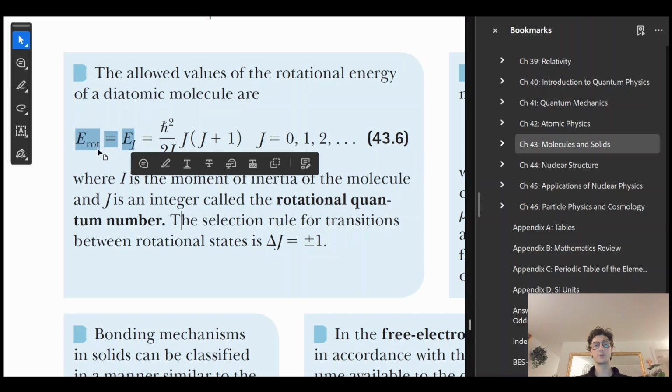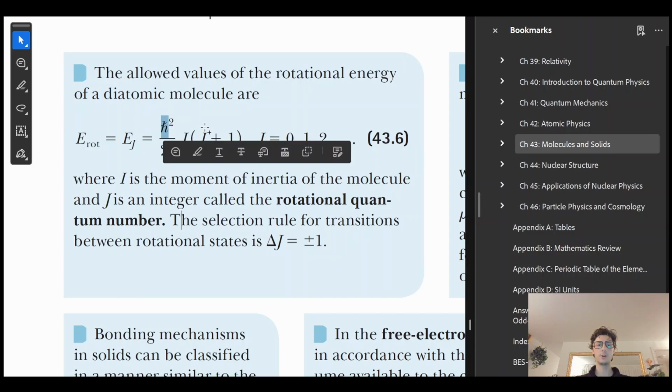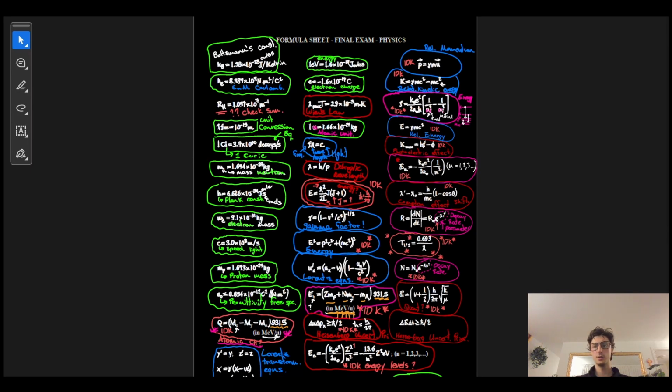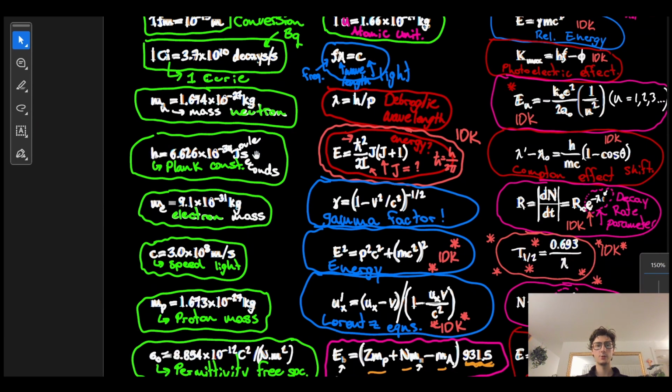I don't know, different subscript here, different way of calling the energy. Either the energy is E subscript J or rotational energy. They tell you this is the rotational energy, and they tell you h bar squared. H bar is literally Planck's constant divided by 2 pi. In the equation sheet, they give you Planck's constant, right? Planck's constant is right here, but they don't give you h bar.